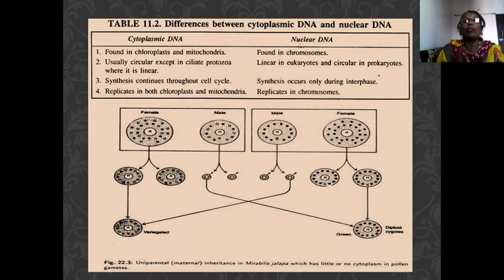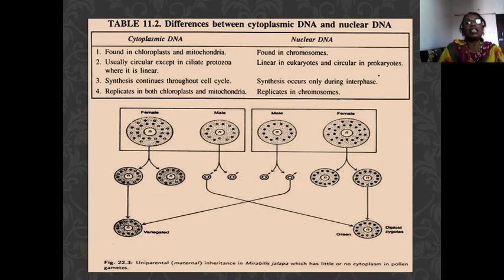While nuclear DNA is linear in the case of a eukaryotic cell, and in the case of prokaryotic cells it is circular. Then, cytoplasmic DNA synthesis takes place continuously throughout the cell cycle, while nuclear DNA synthesis occurs only during the interphase stage. Cytoplasmic DNA replicates in both chloroplast as well as mitochondria. When the replication of that cell organelle takes place, at that time the DNA present inside it replicates. And nuclear DNA also replicates along with the chromosome. This is the basic difference between cytoplasmic DNA and nuclear DNA.